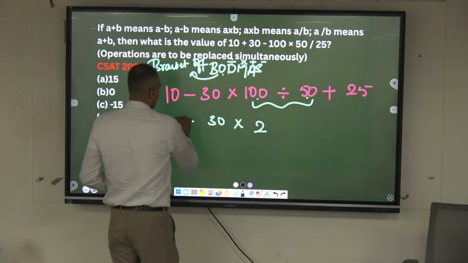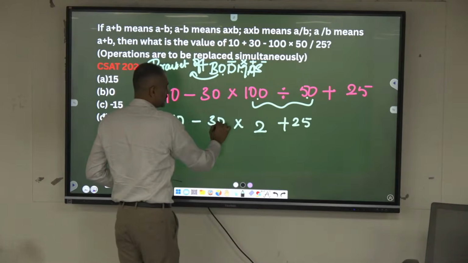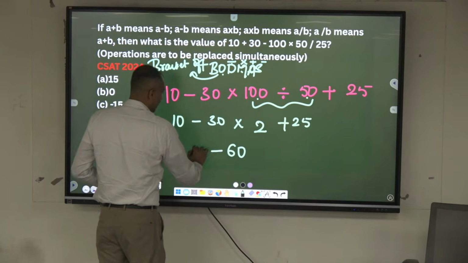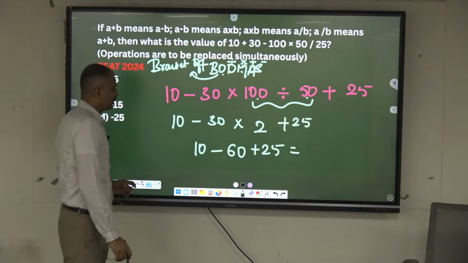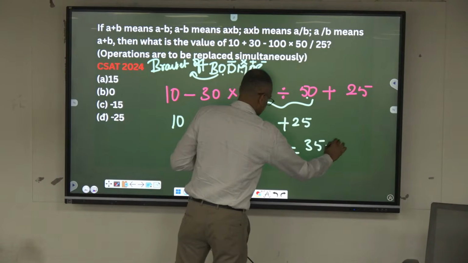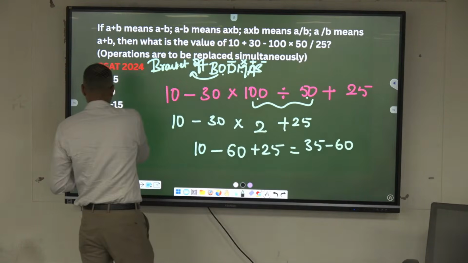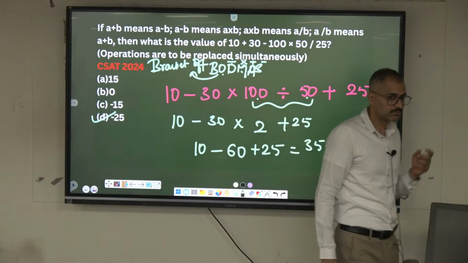Addition and subtraction. So this has to be done from left to right in this given sequence. Do the division first. 100 divided by 50 is 2. So 30 minus 10, plus 25. Then what has to be done? Multiplication. 30 into 2 is 60 minus 10 plus 25. How much? 35 minus 60, 25 minus. That's right.